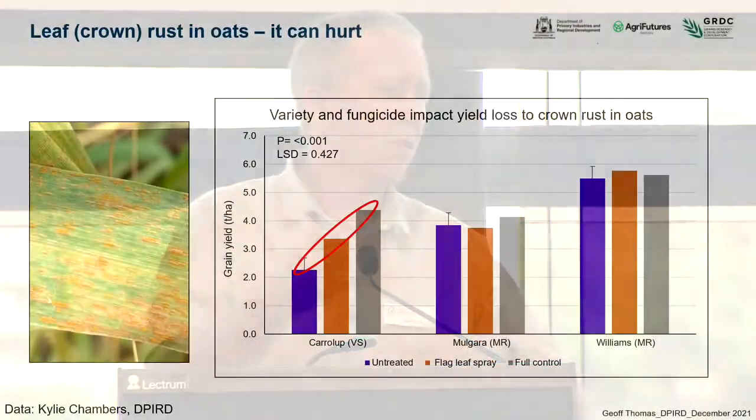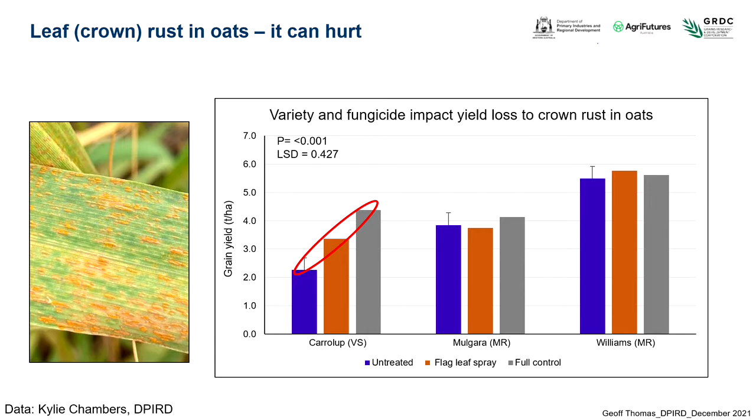So not necessarily that we had major issues with leaf rust in oats this year, but just to give an example to you to remind you of the damage that rust can do. This is a trial run by Kylie Chambers at DPIRD down at Manjimup, oat leaf rust, 3 varieties: Carolup, which is susceptible to leaf rust, and then Mulgara and Williams, which are moderately resistant.